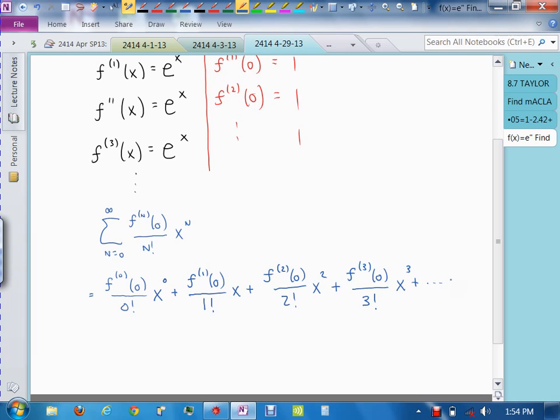But what do you get when you plug 0 into the 0th derivative? 1. And 0 factorial is 1, and x to the 0 is 1. So you get 1 plus, what's the first derivative of f at 0? 1 again over 1 factorial, which is 1 times x, so just x. Every one of these derivatives we set up in our table was 1, wasn't it? So now we get 1 over 2 factorial x squared, plus 1 over 3 factorial x cubed, plus dot dot dot forever and ever, amen.